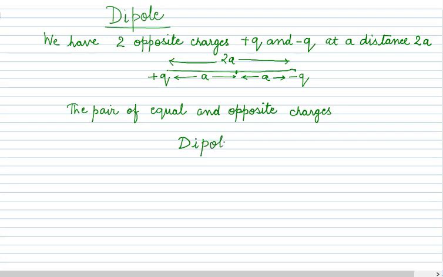Now come to the meaning of dipole. What is dipole? The word di itself means two. Di denotes two, and pole means polarity. Here we have two polarities, one is positive and the other is negative. So we have two types of polarities, and this is known as a dipole. Whenever we have two polarities, we call it a dipole.